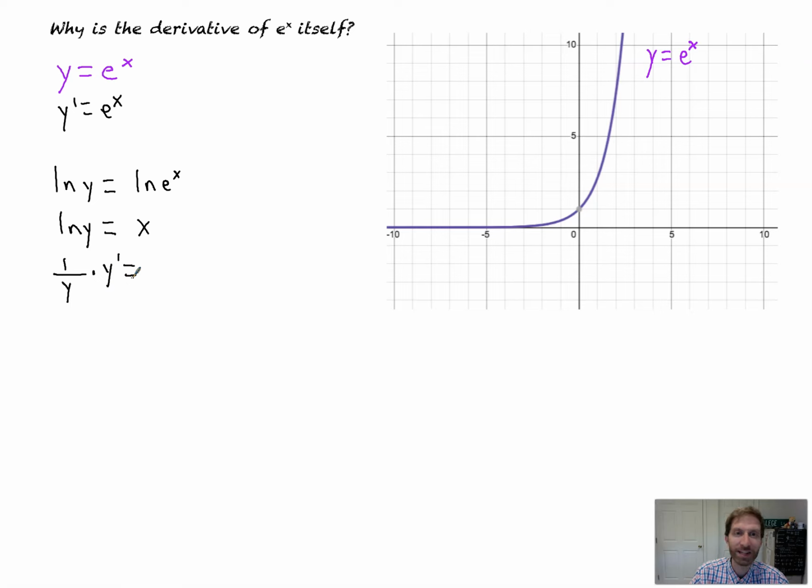Isn't that cool how we're using ln in all this? I think it is cool. And that's equal to the derivative of x, which is 1. We'll multiply both sides by y. You get y prime equals y. But y was e to the x. A neat little proof. Oh, it's beautiful. So that's it. That's why the derivative of e to the x is e to the x.